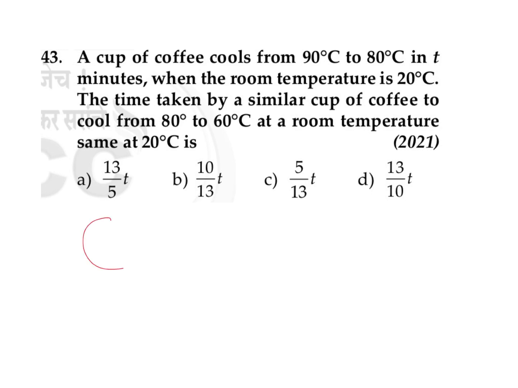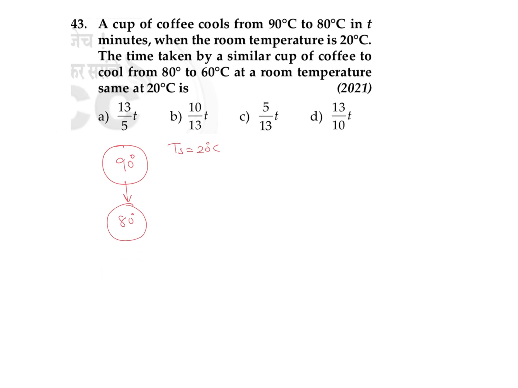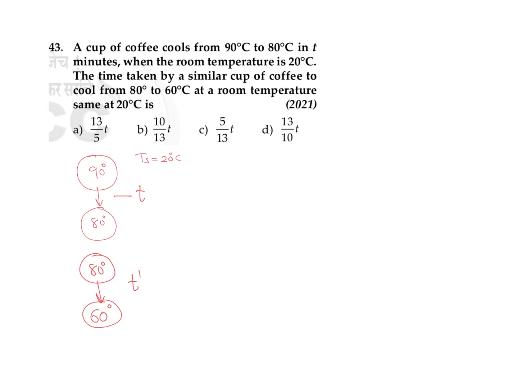In the initial situation, the temperature of the object is changing from 90 degrees Celsius to 80 degrees Celsius, and the temperature of the surrounding is 20 degrees Celsius. In the second situation, the temperature of the object is changing from 80 degrees Celsius to 60 degrees Celsius, and we have to find the time taken for this change. In the first situation the time taken is t, and in the second situation let's say the time taken is t dash. So we have to find the value of t dash.